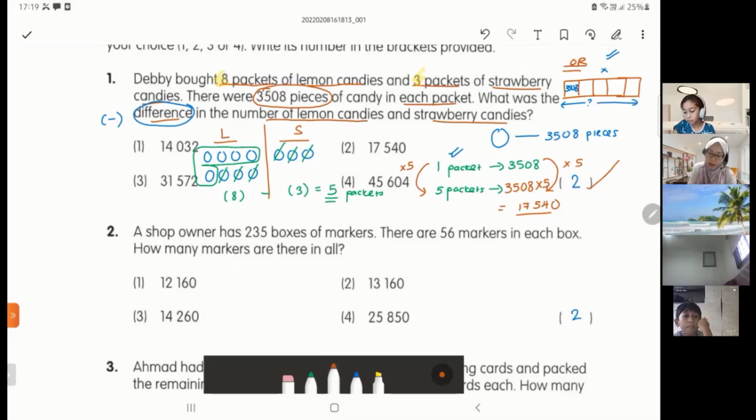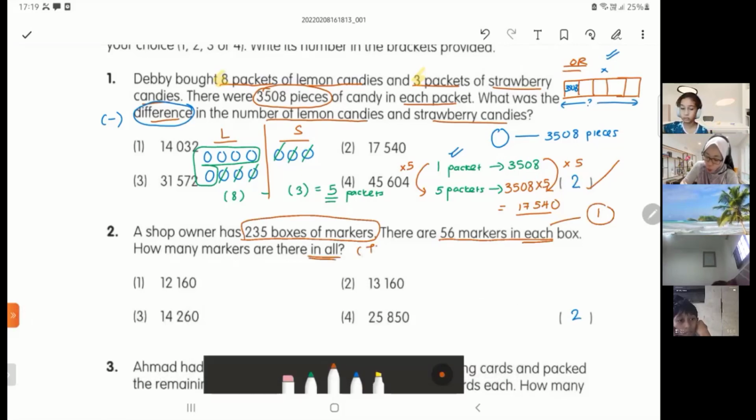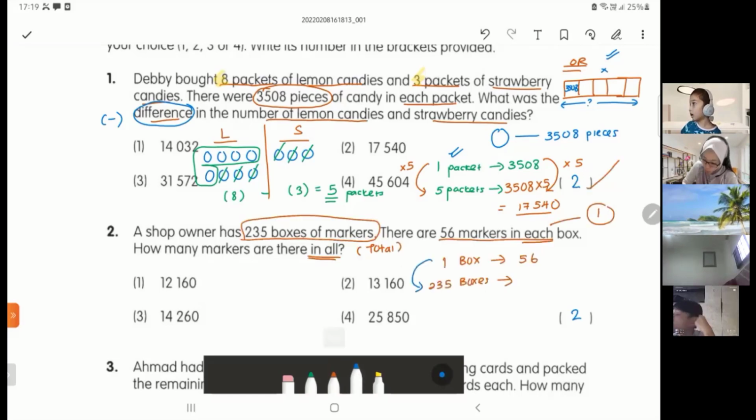Now number 2. A shop owner has 235 boxes of markers. There are 56 markers in each. Each means one box. How many markers are there in all? In all means total. What do I do? One box is 56 markers. 235 boxes of markers is 235 times, because 1 times 235 is 235. So over here, you must do the same, times 235.